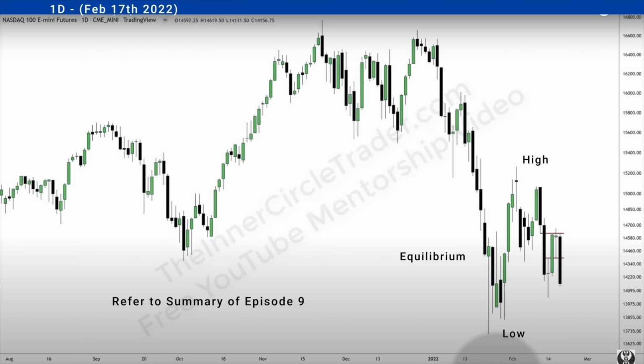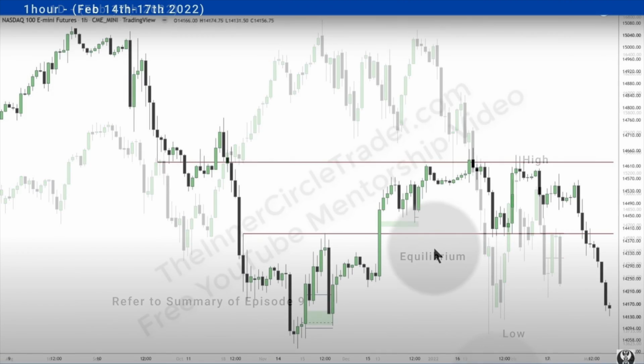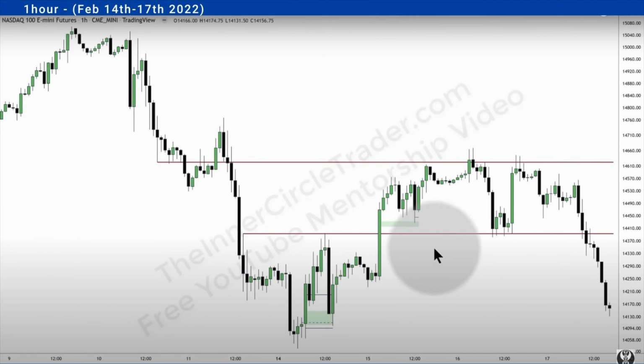So we are expecting the price to actually go lower and take out the previous low. Now that we have a bias, we go to the 1 hour time frame. And here on this screenshot, you can see the 10th, 11th, 13th, but specifically 14th, 15th, 16th, and 17th of February 2022. On the 1 hour time frame, we can see some imbalances here.